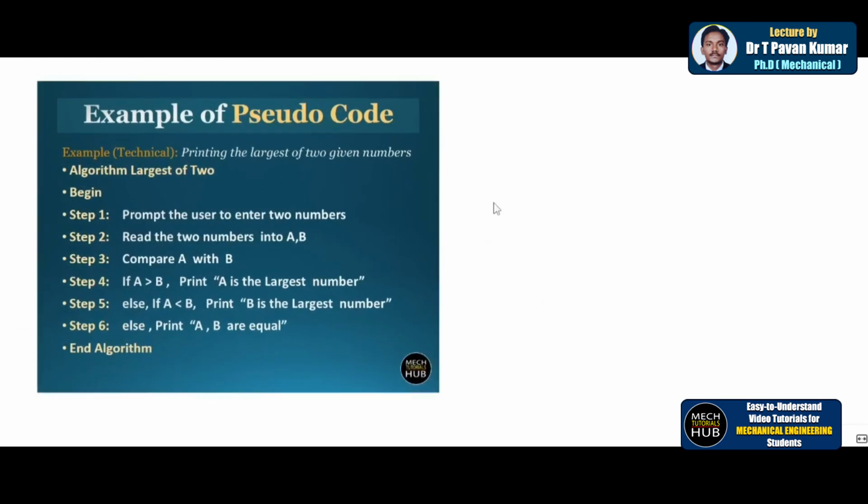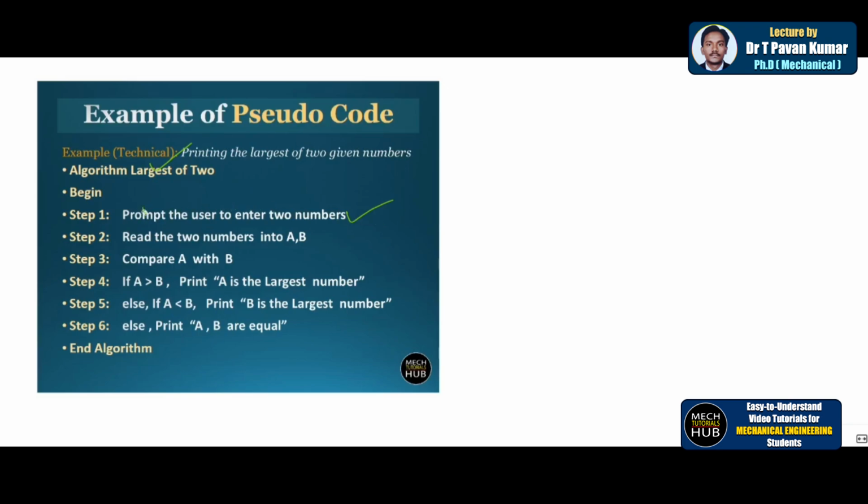Try to understand. Example of algorithm is done. Example of a pseudocode for the same case. Same case in the sense, largest of two. Prompt the user to enter two numbers. Here now we are declaring what the numbers are.